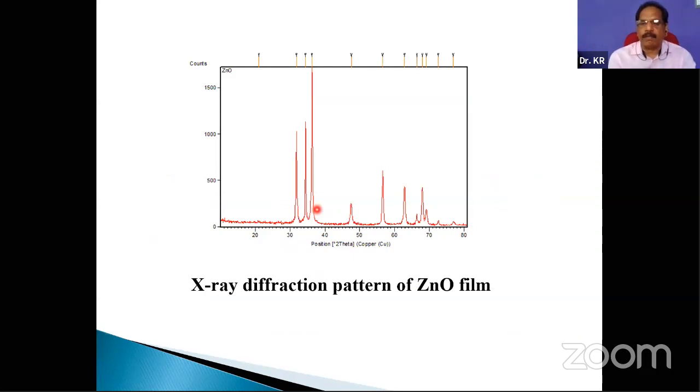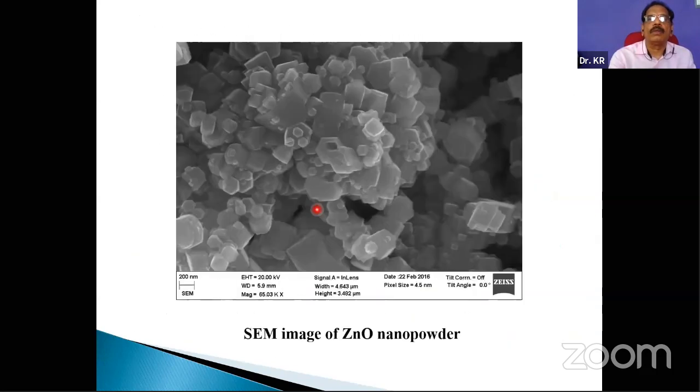From the same image, we can find, for example, the grain size. This is one grain. This is hexagonal, this is zinc oxide, and these are hexagonal grains. We can find the diameter, thickness, length or width of the grains using the scale at the bottom. This is 200 nanometers. Therefore, we can place this 200 nanometers here. The diameter of this grain may be 300, this may be around 200. These are grains, and each and every grain consists of several crystallites.